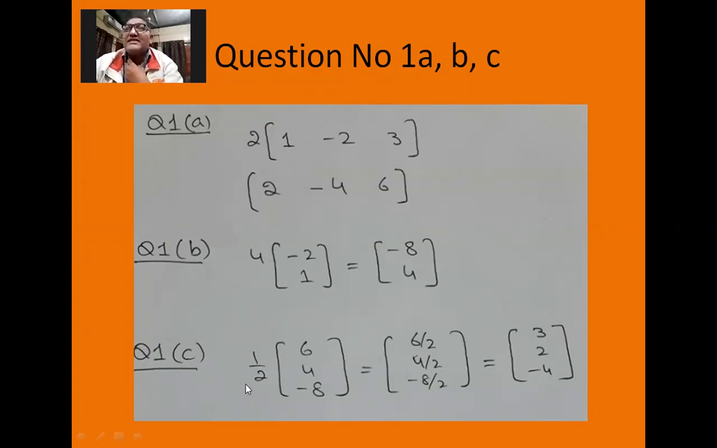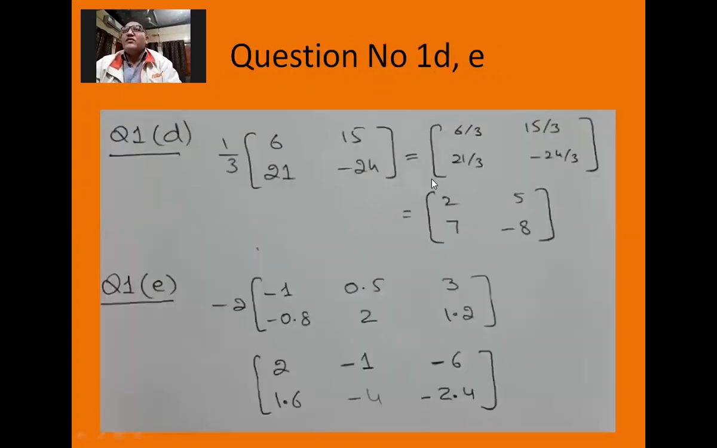Question number 1, C part, you have 1 by 2, and you have this matrix. This matrix has 3 rows and 1 column. So when 1 by 2 will multiply with 6, it will give you 6 by 2, which means 3. When 1 by 2 will multiply with 4, it will be 4 by 2, which will give you 2. When 1 by 2 will multiply with -8, it will be -8 by 2, and it will give you -4. So hopefully you understand how we have done this.